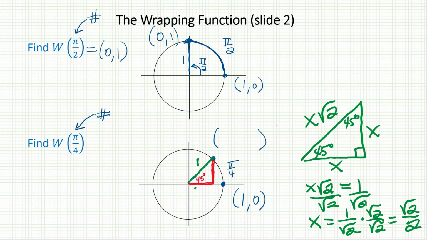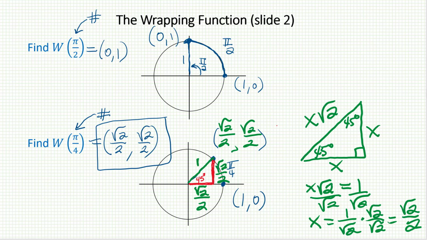So that means this side has length square root of 2 over 2, and this side has length square root of 2 over 2. Which means that the coordinates of this point are root 2 over 2, comma, root 2 over 2. Well, that's what the wrapping function sends out. Final answer, ordered pair, root 2 over 2, comma, root 2 over 2. Again, the significant part here is that we found a way to link regular numbers with angles in radian measure. Thanks for watching.